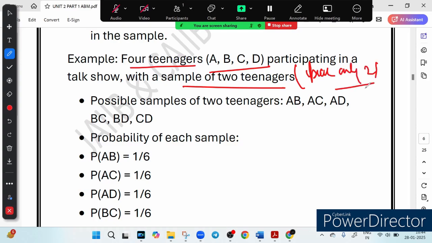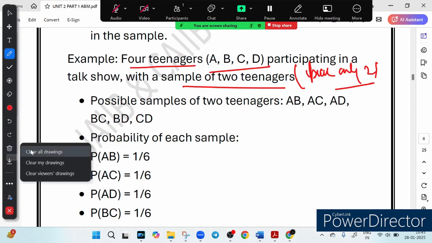So how do we do this fairly? We do this fairly by using something called simple random sampling. So you can see the possible pairs. Friends, with simple random sampling, each pair of teenagers has an equal chance of being picked. So what are the possible pairs?